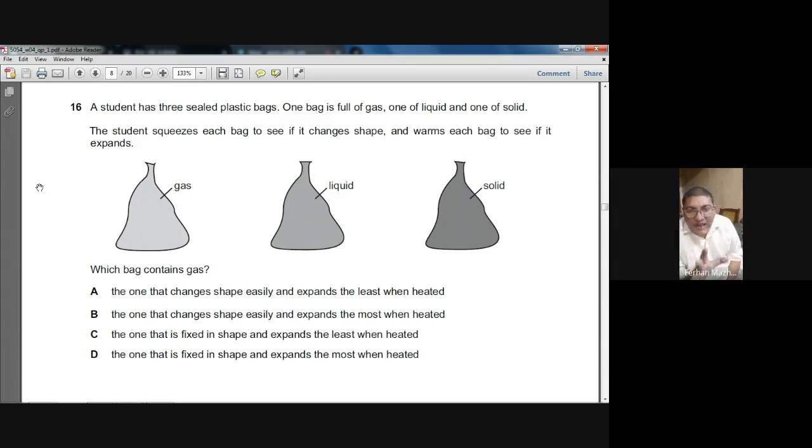The gas bag will be very easy to squeeze. And when you provide it with heat, it will have the most expansion, because whenever you provide heat to a solid, a liquid, or a gas, the gas will have the most expansion. So that bag will have the gas, which will be easiest to squeeze and will show most expansion on heating. So, my dear students, what's the choice? B part, the one that changes shape easily and expands the most when heated. Yes, that's the characteristic of gas. Do you all agree?